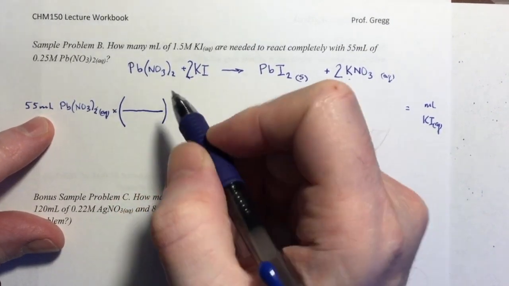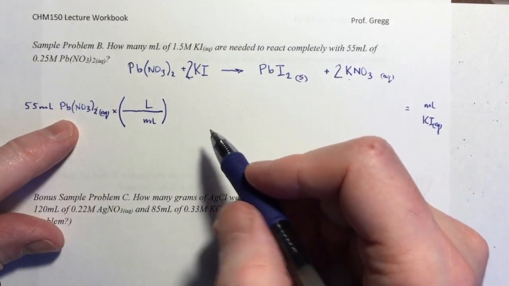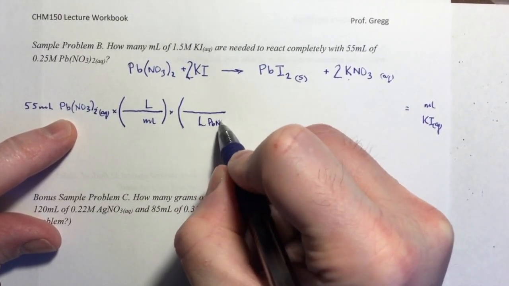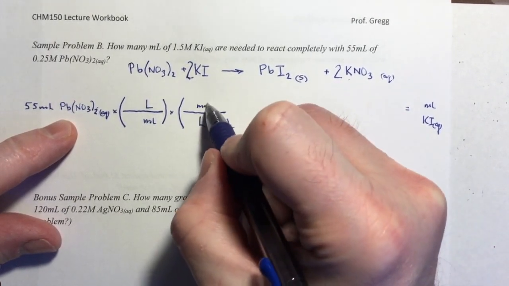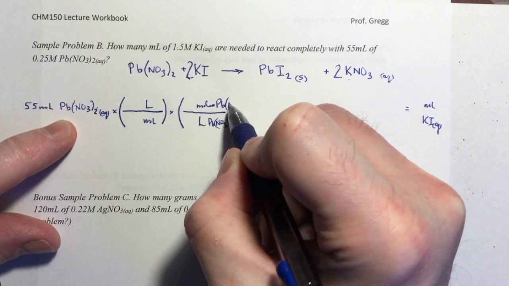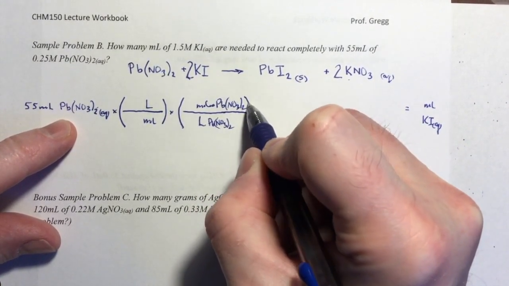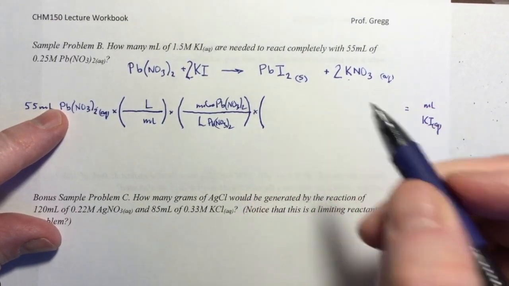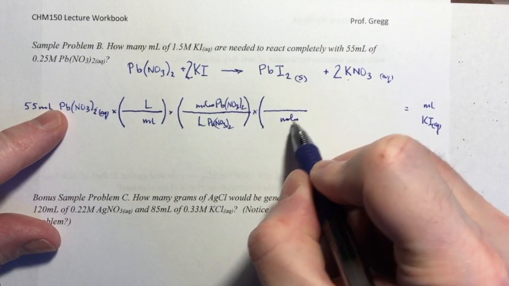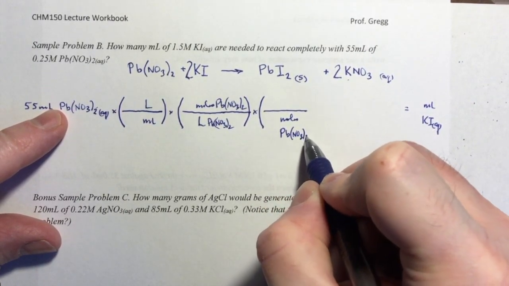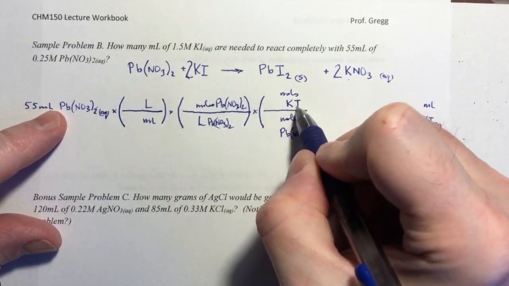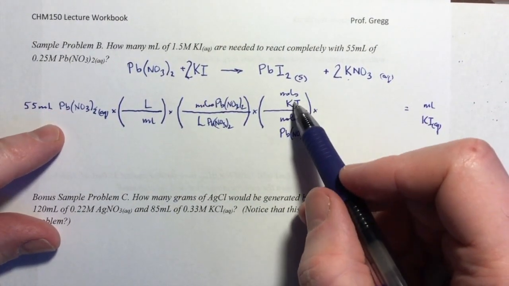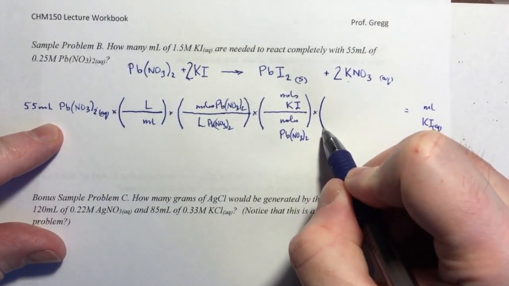So that's what we're going to do. Milliliters to liters of this lead-2 nitrate. Then liters of the lead-2 nitrate to the moles of the lead-2 nitrate. Now I've got moles of this. I'm going to convert to moles of the other substance through my mole to mole ratio. So I've got moles of lead-2 nitrate to moles of the KI. Now I've got moles of KI, and I'm going to convert from moles of KI to liters of KI using my molarity.